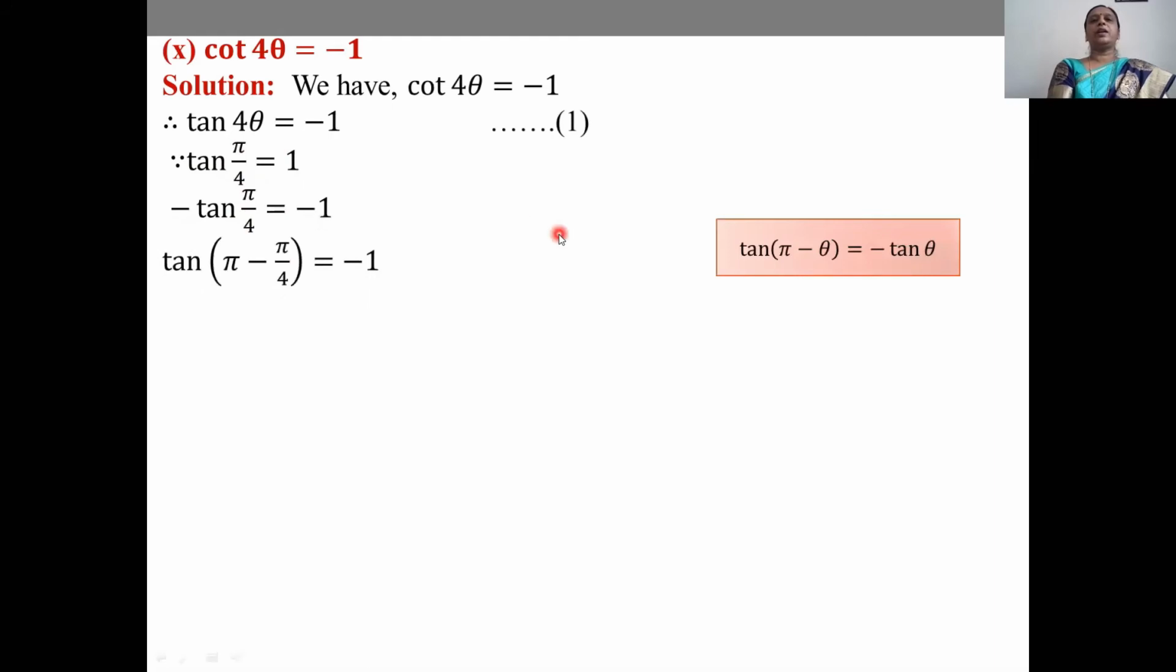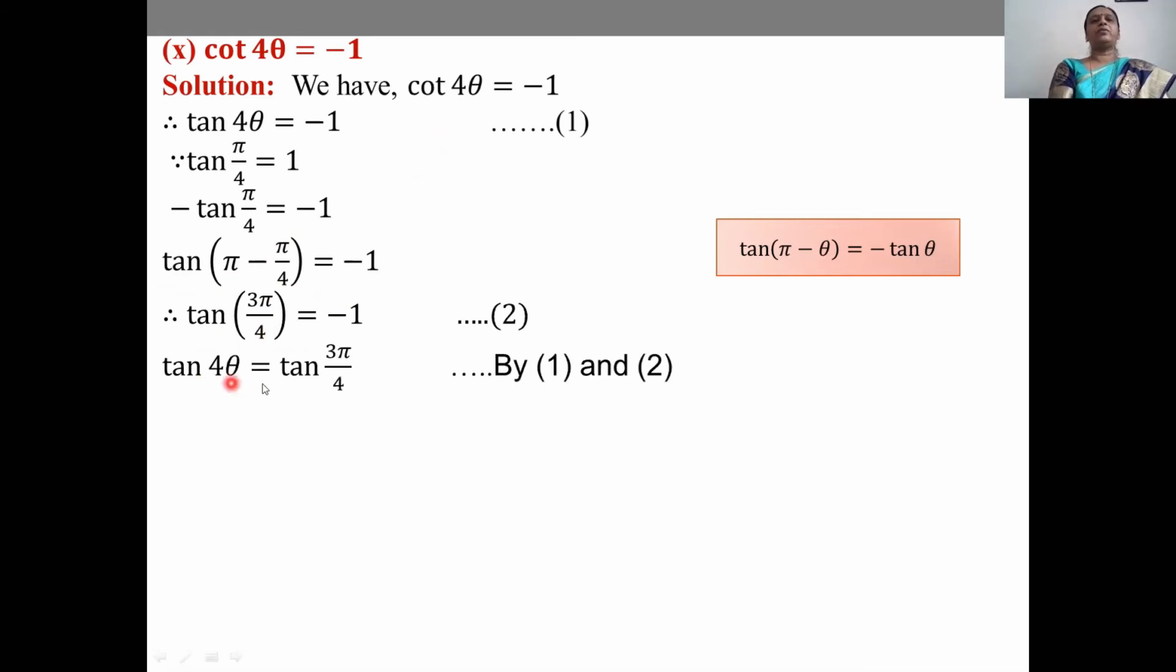Then go to your allied angle table. From the allied angle table, we know that tan(π - θ) = -tan θ. Therefore, for this -tan π/4, I will keep the value tan(π - π/4). Then this equation becomes tan(π - π/4) = -1. After simplification this will be tan 3π/4 = -1. Now you compare equations 1 and 2. Comparing 1 and 2, you will get tan 4θ = tan 3π/4.